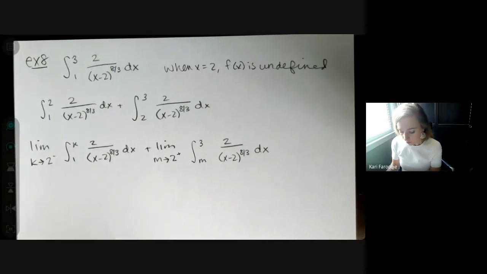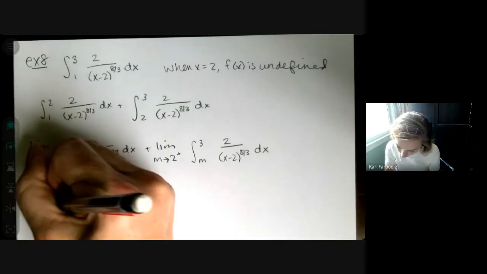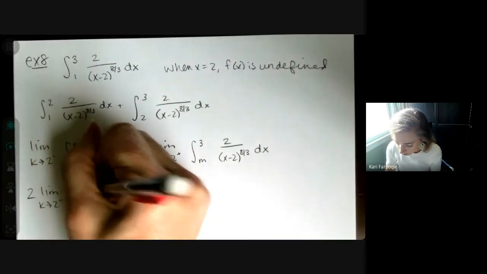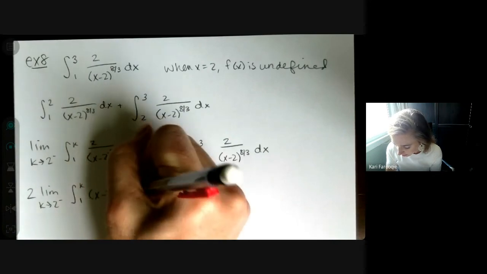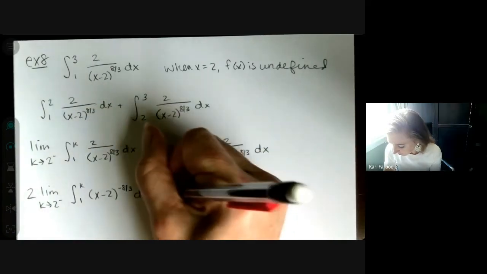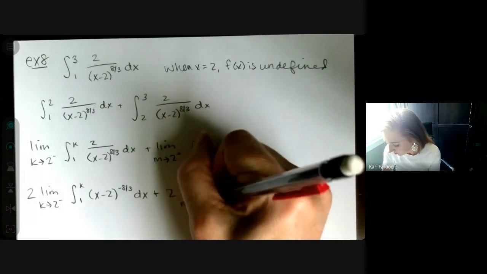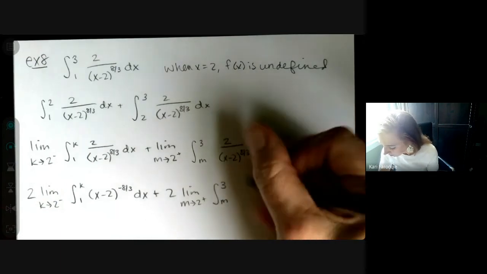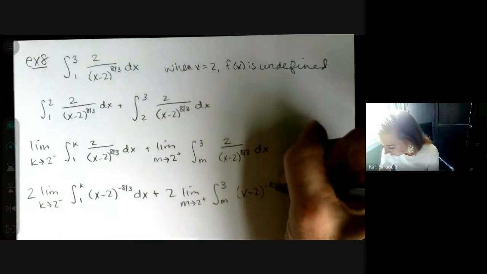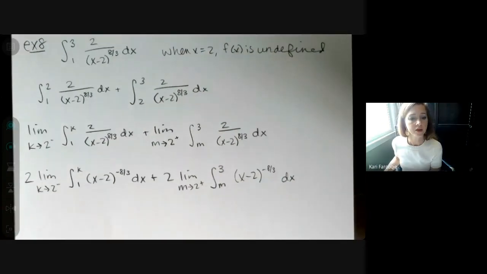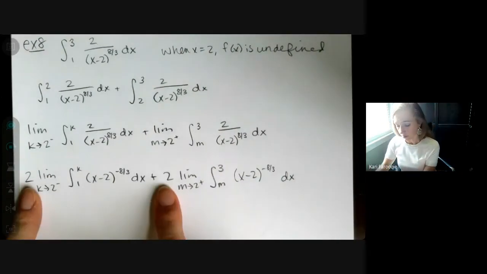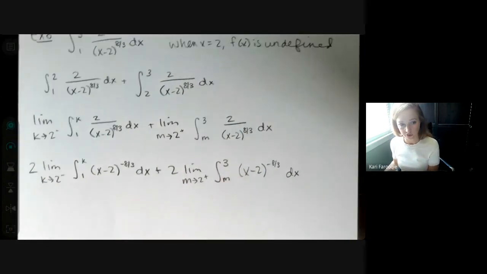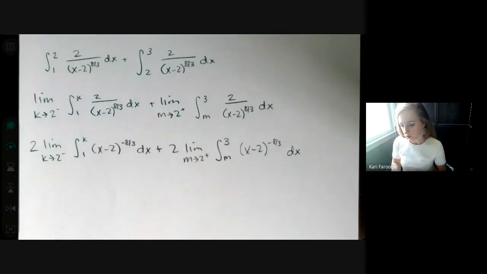If you want, I would rewrite these if I were you. So I'm just going to put the 2 in front. And then when I rewrite the integral, I'm going to write this as x minus 2 to the negative 8/3 power in both instances. So now the 2's are no longer in the numerators, they're in front of your limits. And now you have the negative 8/3 power so that you're set up to just do a standard U substitution using that power rule for integration.